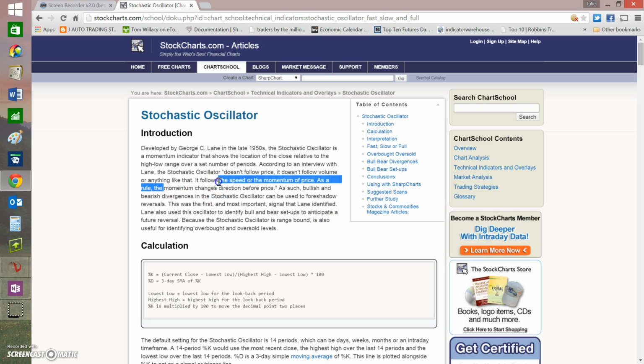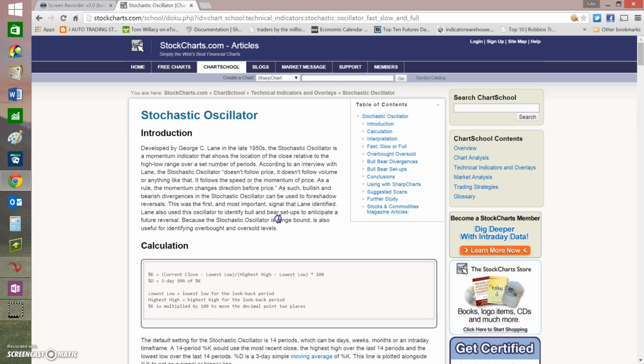To give you some background on stochastics, the first mathematical formula that you need to understand is that momentum changes direction before price. You have a rate of change of momentum. You have an acceleration and a deceleration. Price is moving up, it's accelerating. But when the momentum starts decreasing, that doesn't mean that price is immediately going to fall, but it means that price is going to get ready to fall. So you get that concept down and you can trade stochastics.